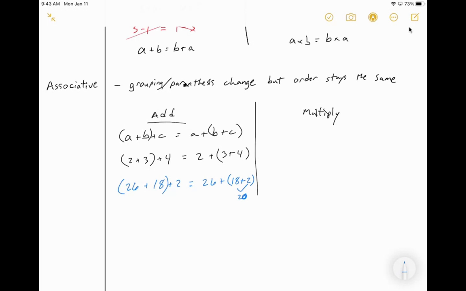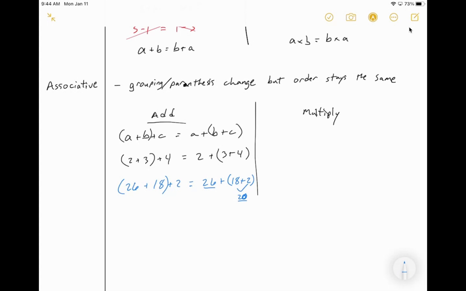So in the associative property, you change around the grouping in order to make that one easier. Because 26 plus 18, I don't know that off the top of my head. This one I could do super fast. I could do 26 plus 20 really fast in my head. 26 plus 18 is a little bit harder. I need to think about that one. Does that make sense?